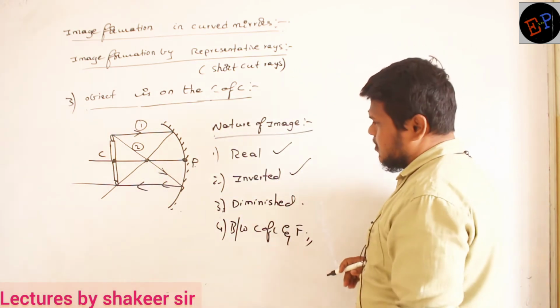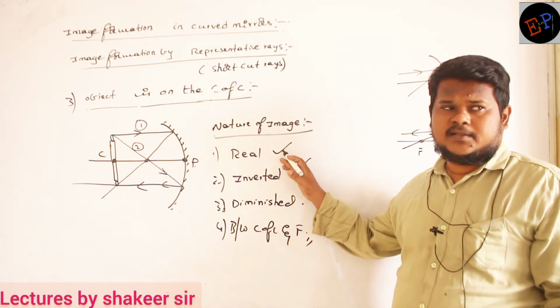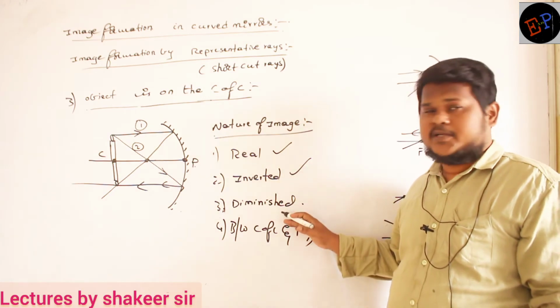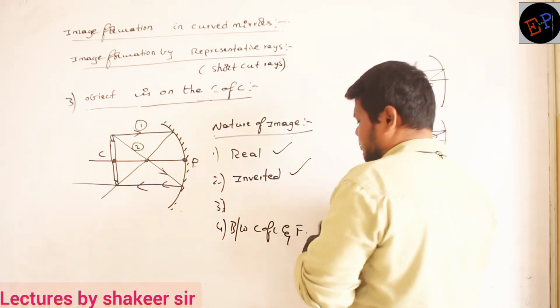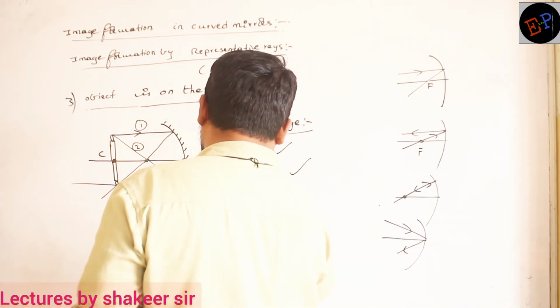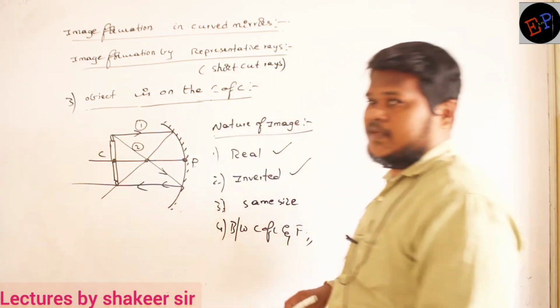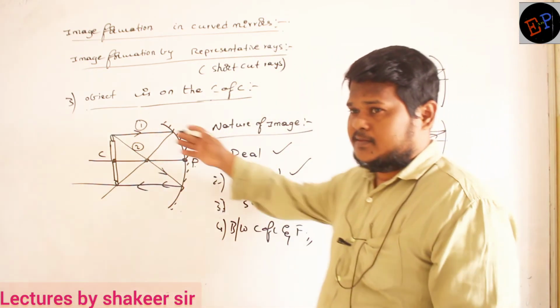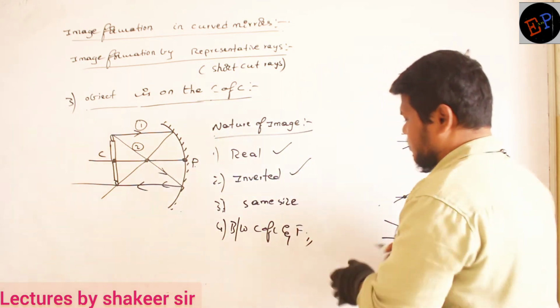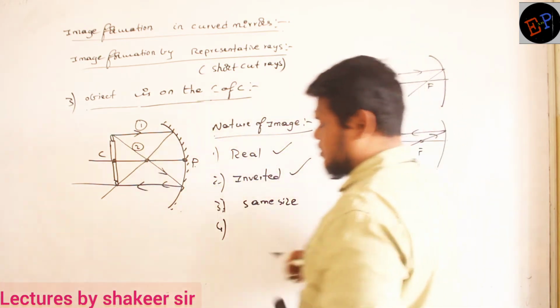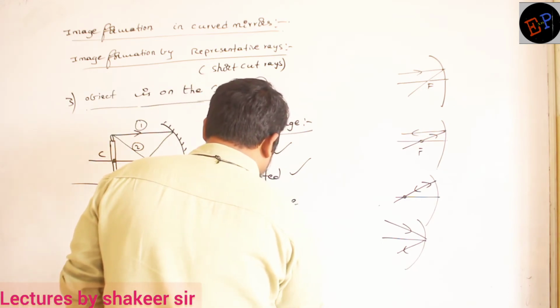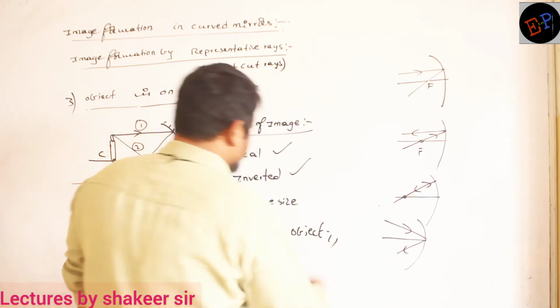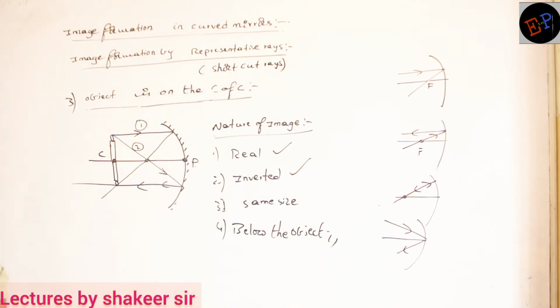Okay. So therefore, what is the nature of the image? Real image. Is it correct? Correct. Inverted image? Correct. Diminished image? No. Same size. Size is not changed. Okay. Next, where is it present? It is present below the center of curvature. Clear, ma? Or exactly you can say below the object. So this is the nature of the image created when the object is present on the center of curvature.